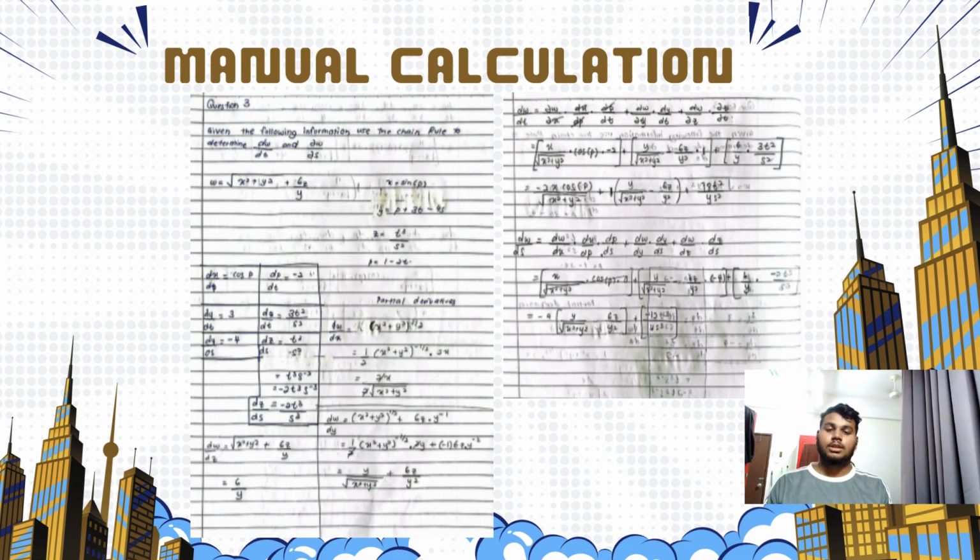So let's move on to find delta w over delta t. For delta w over delta t, there is a huge equation that is shown in the diagram.